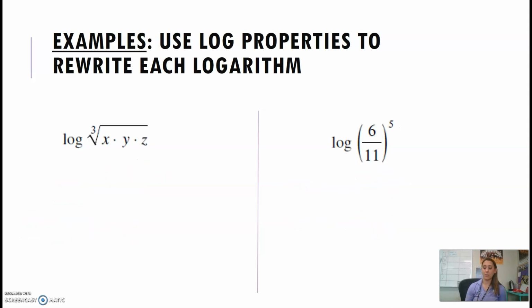All right, get these in your notes also. Hit pause. All right, so I'm going to first start by rewriting this as an exponent.